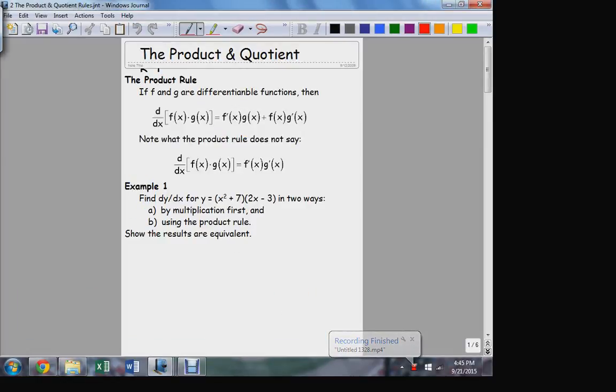Okay, after that, we've got two new rules now. These are called the product and quotient rules. Where did my rules go?